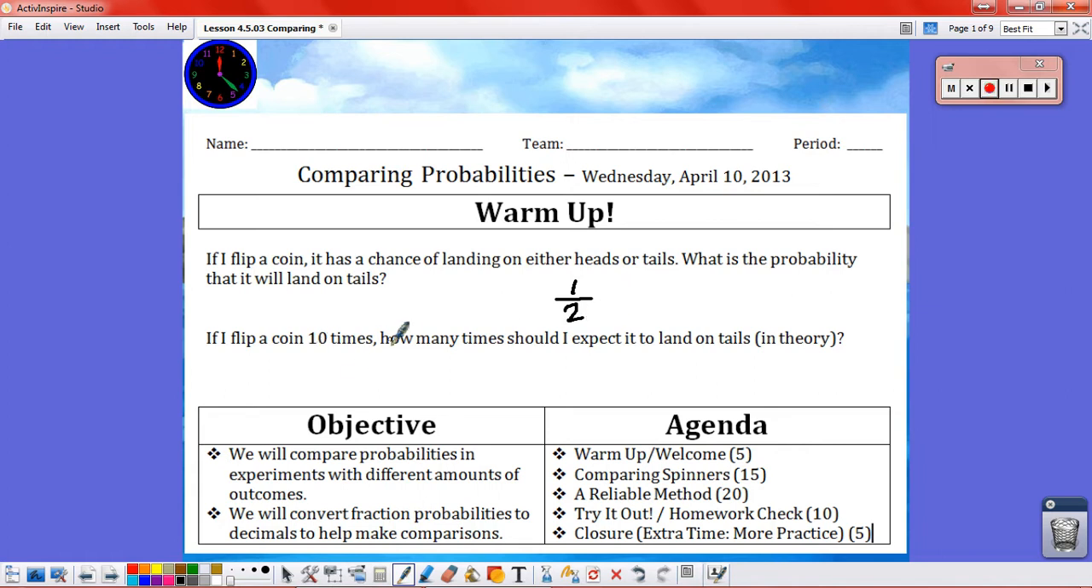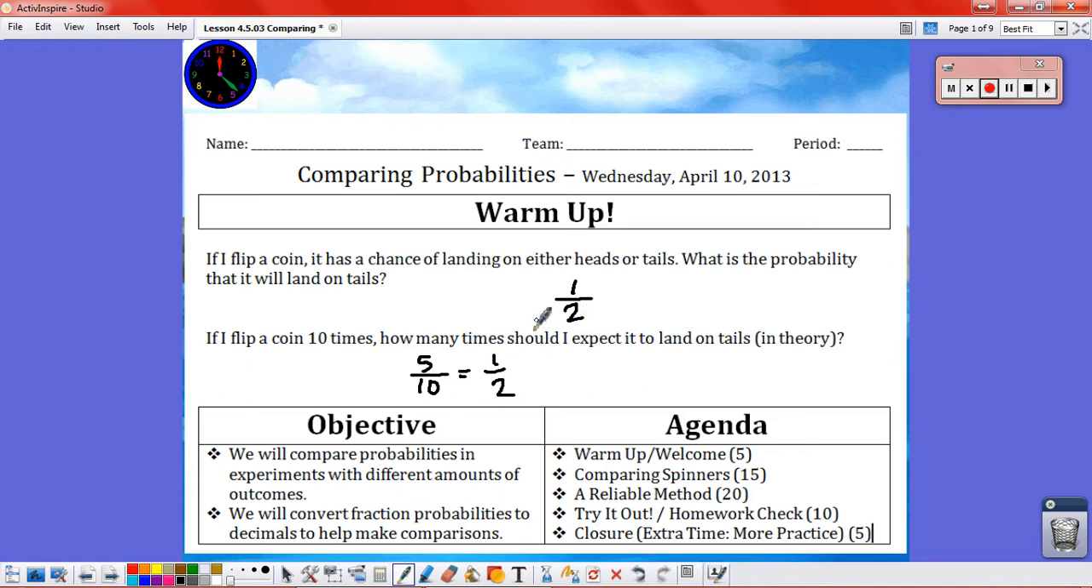If I flip a coin 10 times, how many times should I expect it to land on tails in theory? Well, about half the time, so 5. So 5 out of 10, which is the same as saying 1/2. And this is just to remind us of converting fractions, equivalent fractions, because we're going to use a little bit of that today.